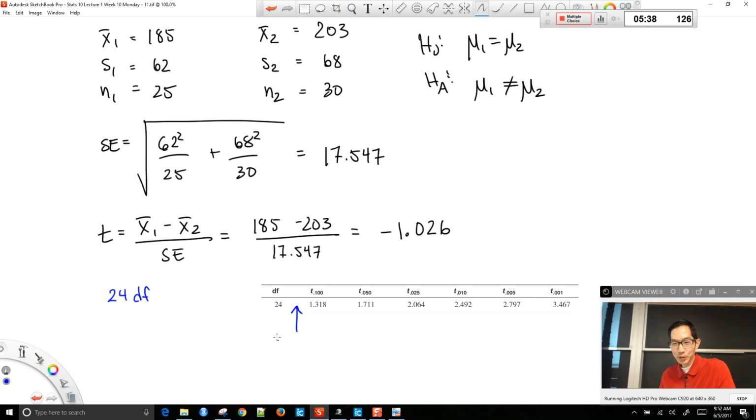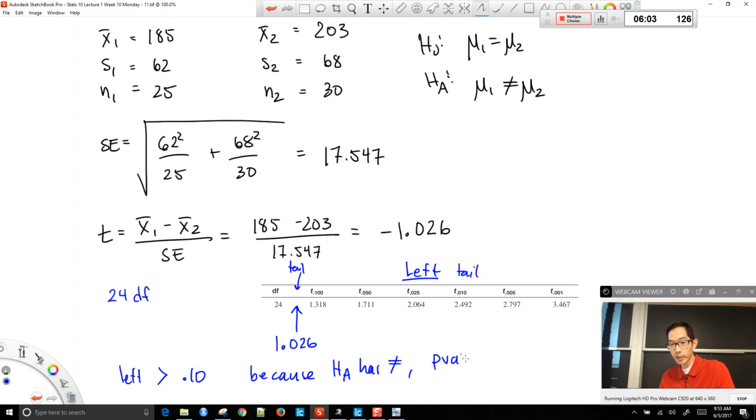So we ignore the negative and we have 1.026. Sorry, the tail is right here, and this means what we do is we change the title to left tail area, okay? So the left tail is going to be greater than 10%, 0.10, because the alternative has a not equal sign. Our p-value is equal to 2 times the tail, so therefore our p-value is going to be greater than 20%. So your answer choice is C.